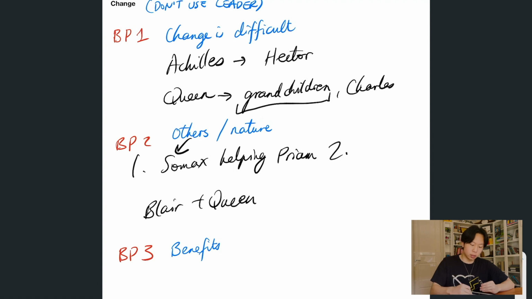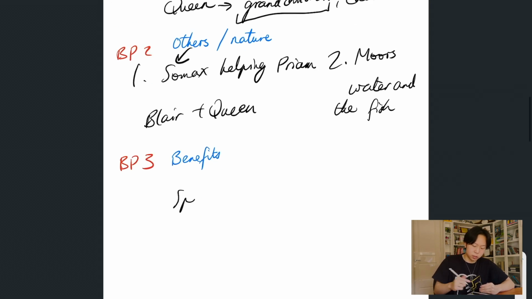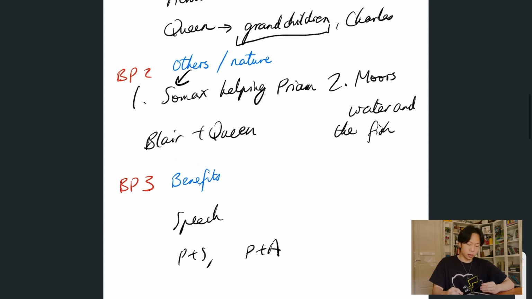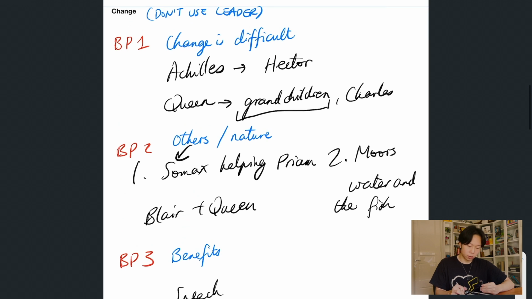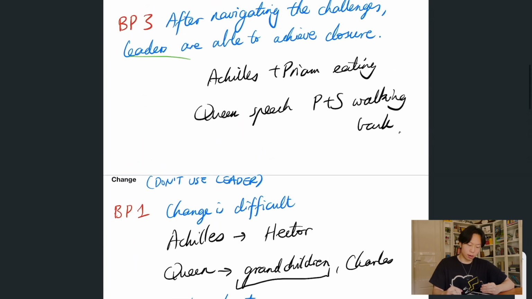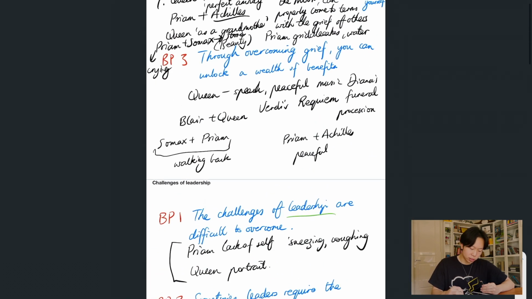Whereas with nature, the classic nature one, so the moors, or just the water and the fish. Were there fish? I think there were fish in Ransom. Benefits, just the classic speech, P plus S or P plus A. So I'd focus on slightly different parts here.